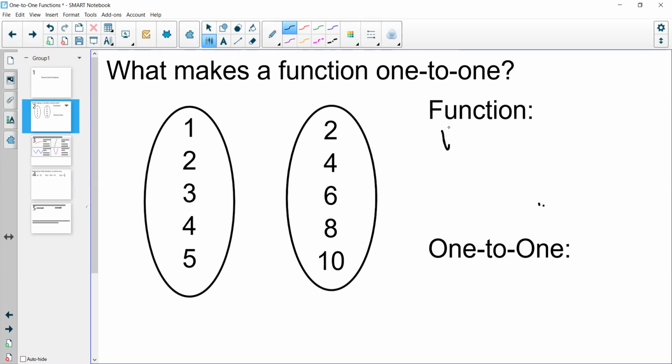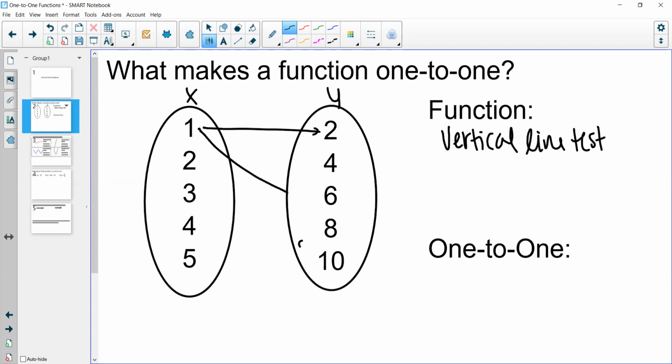Let's get a pen here. We want to pass something called the vertical line test. And what that vertical line test means is that for every x value, there's only one y value. So each of these only goes to one. We would never have x going to two different places at once. So we would never see something like this. That wouldn't make it a function.